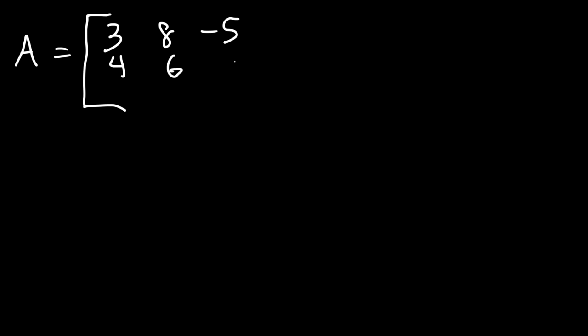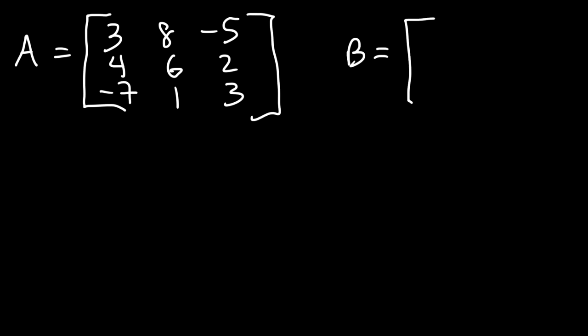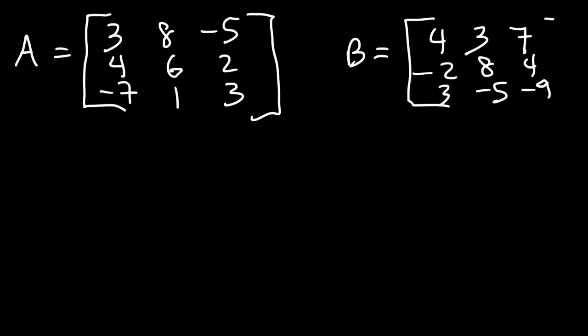Now let's say we have matrix A, and we're going to use a 3 by 3 matrix this time. We'll make this a little bigger. So let's say the numbers are 3, 8, -5, 4, 6, 2, -7, 1, and 3. And matrix B is 4, 3, 7, -2, 8, 4, and then 3, -5, -9. Feel free to pause the video. Go ahead and add the two matrices.